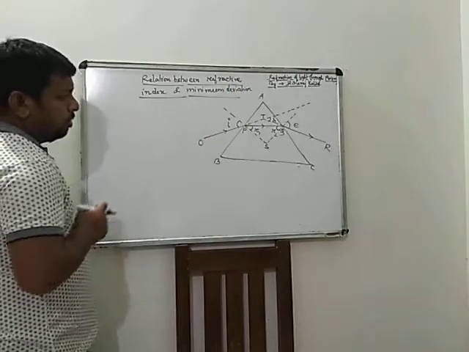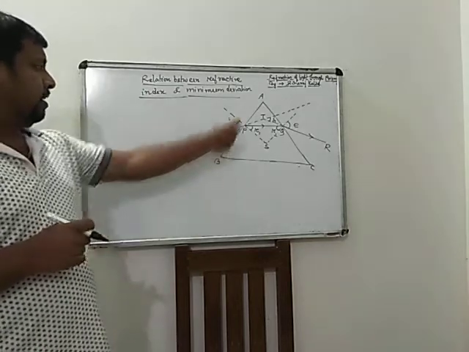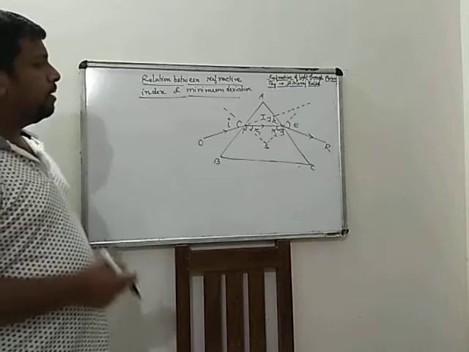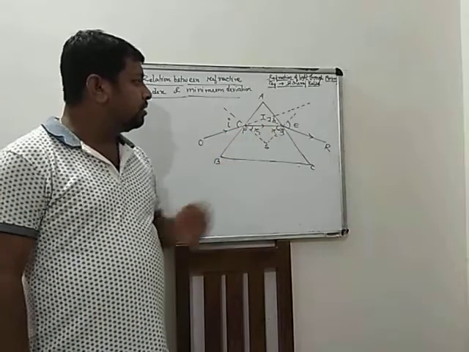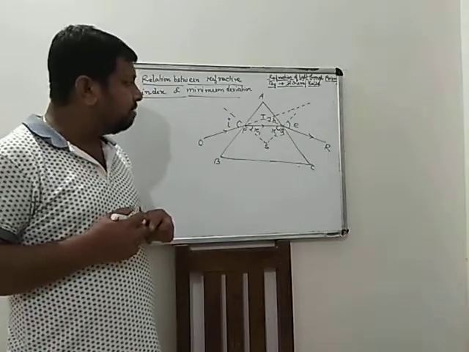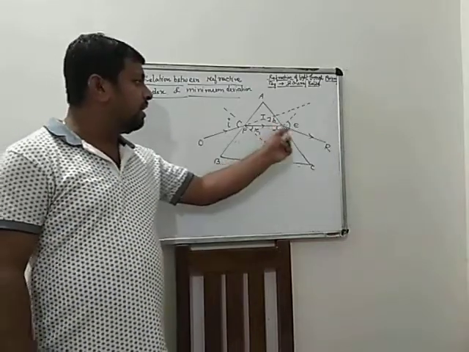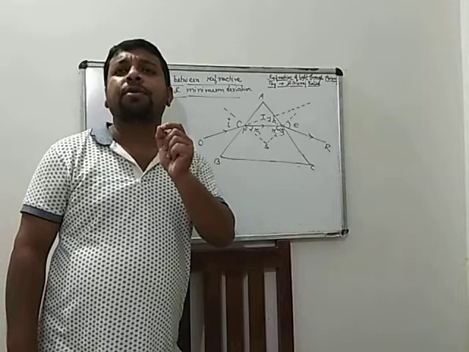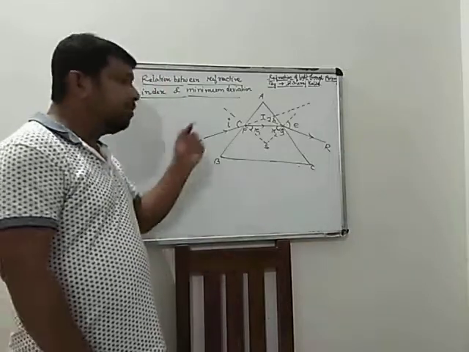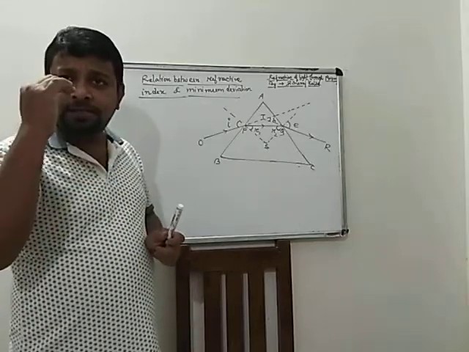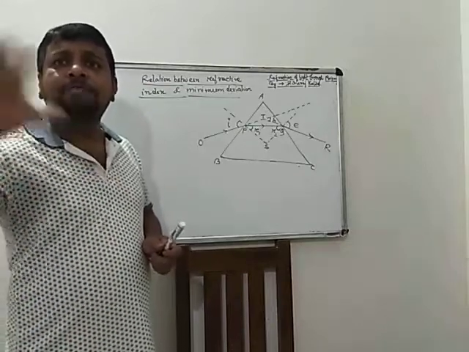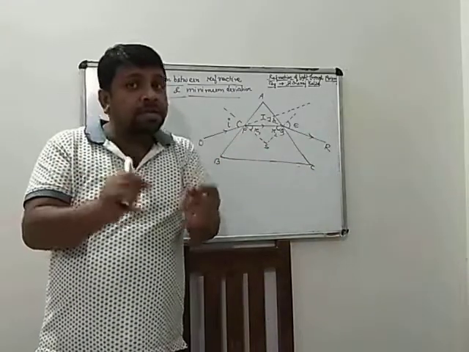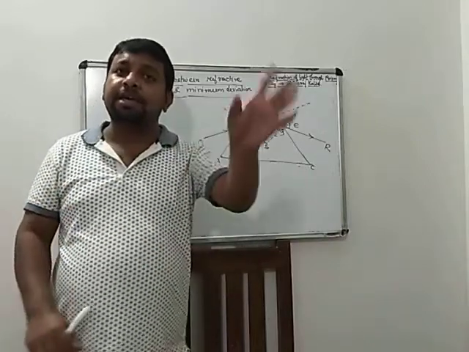Okay, so a beam of light is incident on the prism at the point P. That means OP is the incident ray. After refraction, it moves in this direction through PQ, and finally it emerges from the prism along QR, making an angle E. The beam is incident at point P on the first surface of the prism at an angle I.